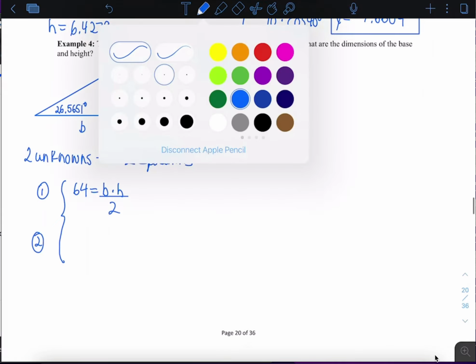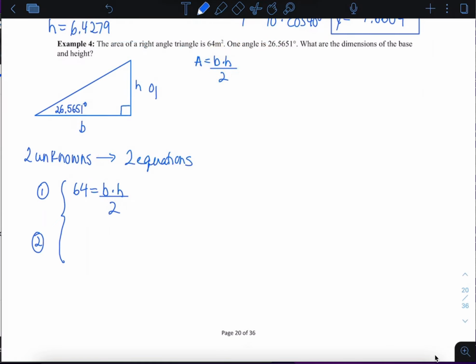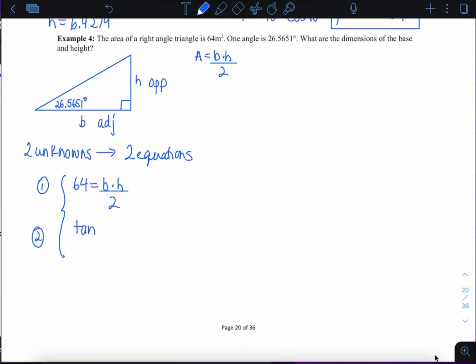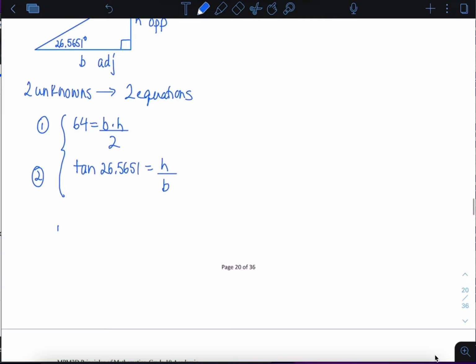Now my second equation is going to be a trig equation. And if I consider 26.5651 to be my angle of consideration, h is opposite and b is adjacent. So what I'm going to do is use the tan ratio as my second equation. And obviously, I'm going to keep in all of those decimal points because they were given to me, so they must be important. Opposite over adjacent, which is b. All right, so what I'm going to do is take equation number 1, and I'm going to clear the fraction by multiplying both sides by 2.